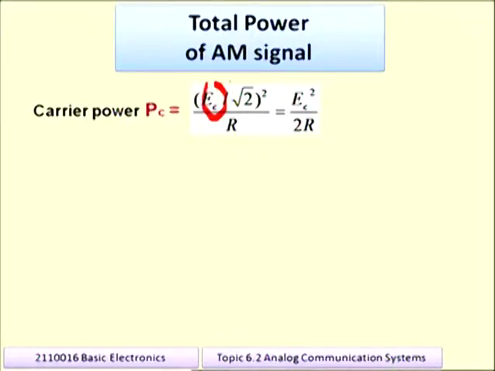So this is nothing but V square by R. This is the power of carrier. If we simplify, it comes out to be EC square upon 2R. So this is the power of carrier.